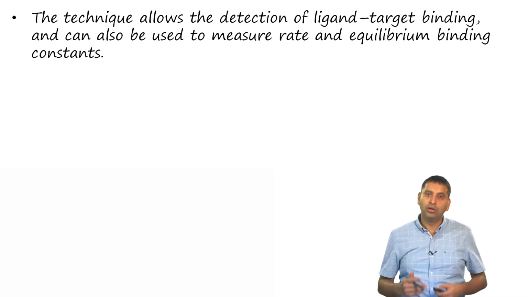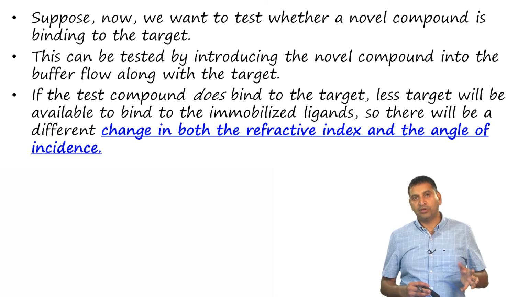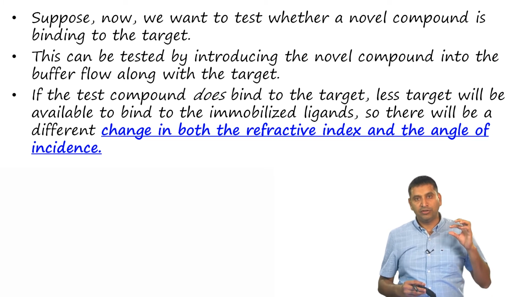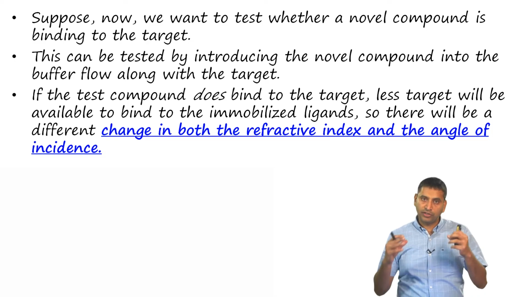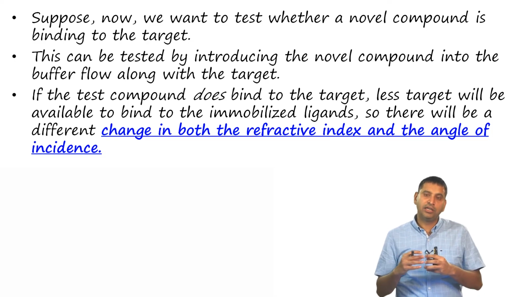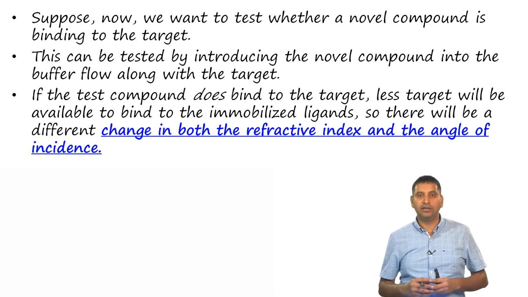identify new drug scaffolds. Suppose now we want to test whether a novel compound is binding to the target. This can be tested by introducing the novel compound into the buffer flow along with the target. So, if the test compound binds to the target, then there will be less target available to bind to the immobilized ligand. So, there will be a different change in both the refractive index and the angle of incidence. So, this can now be used to find out whether the novel compound is binding to its target or not.